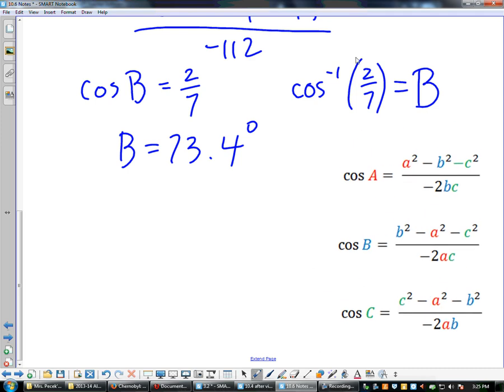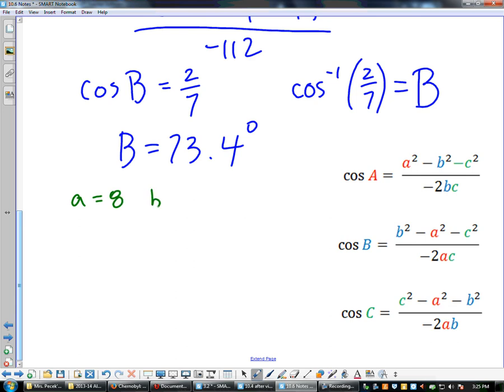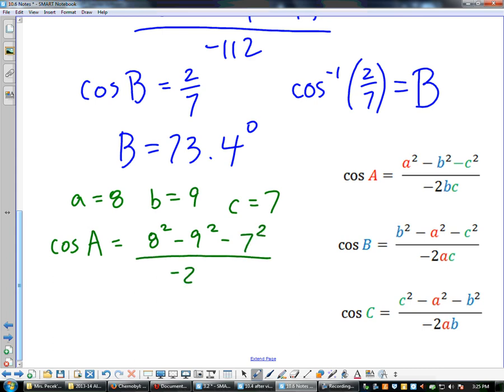So if we are going to use that formula, and again, we know that A is 8, B is 9, C is 7. So if I'm going to go to cosine of angle A, that is now going to be 8 squared minus 9 squared minus 7 squared over negative 2 times 9 times 7. All right, so that gives us 64 minus 81 minus 49 over negative 2 times 63, which is negative 126.